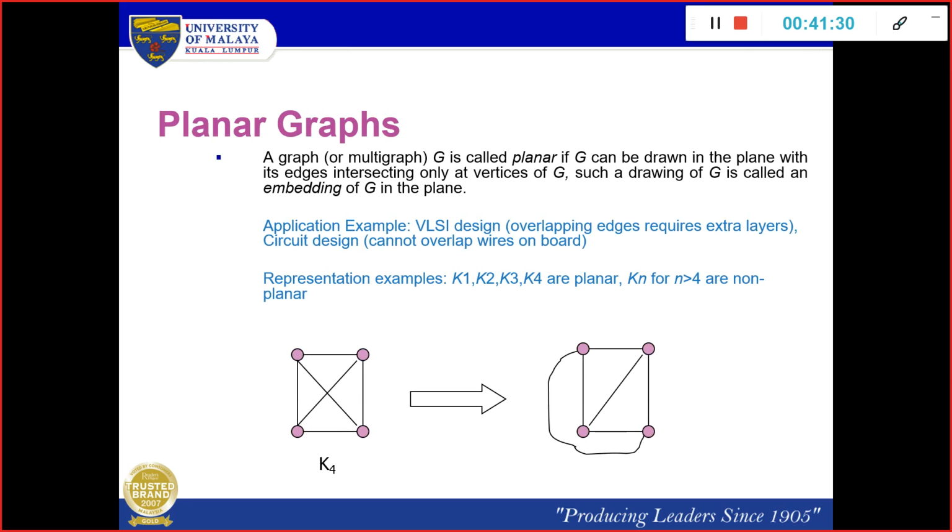Okay, now we go to the second part. It's planar graphs. A graph or multigraph G is called planar if G can be drawn in the plane with its edges intersecting only at vertices of G. Such a drawing of G is called an embedding of G in the plane.